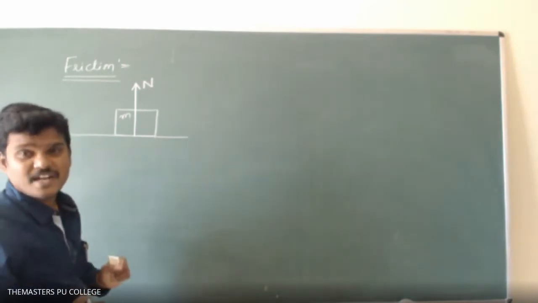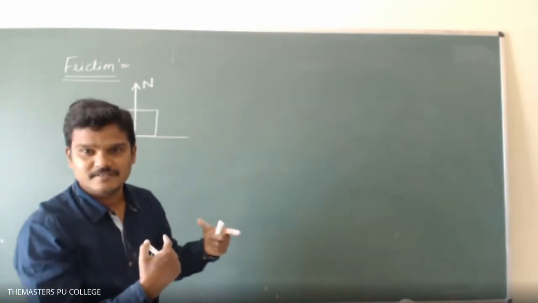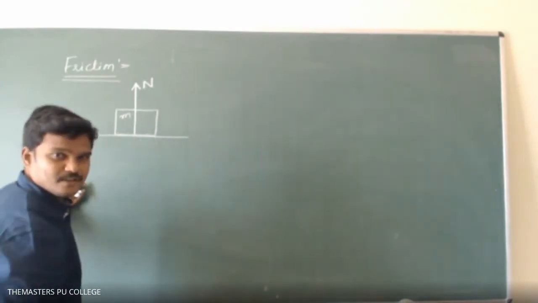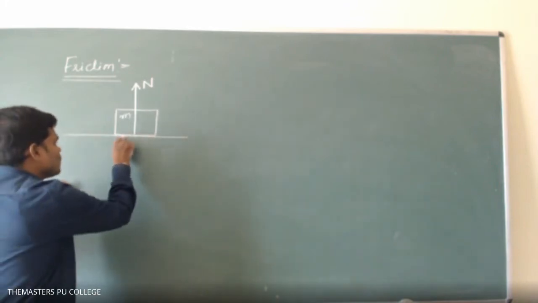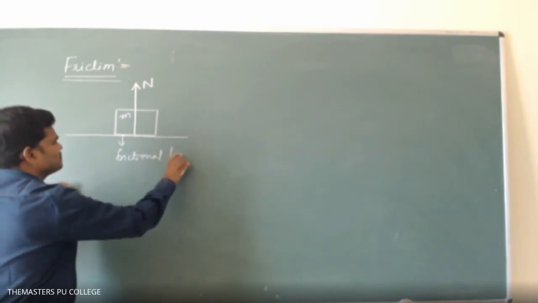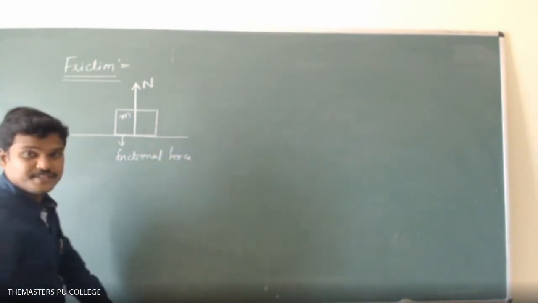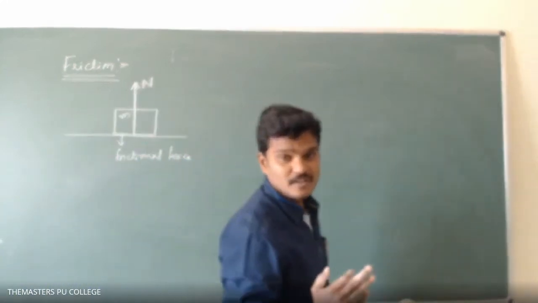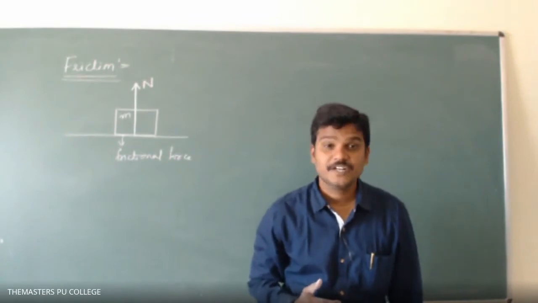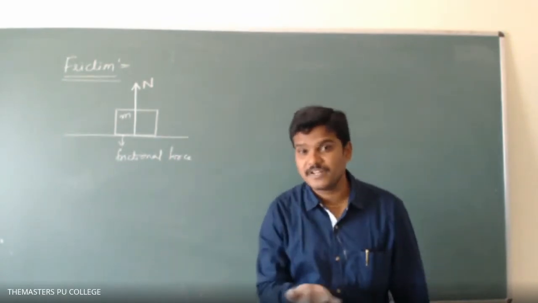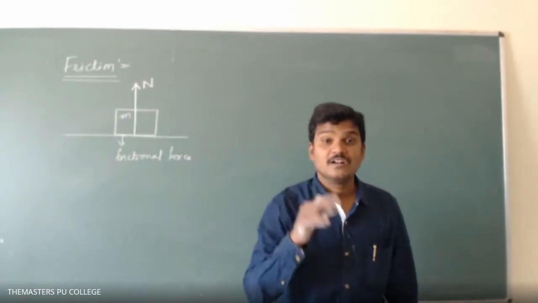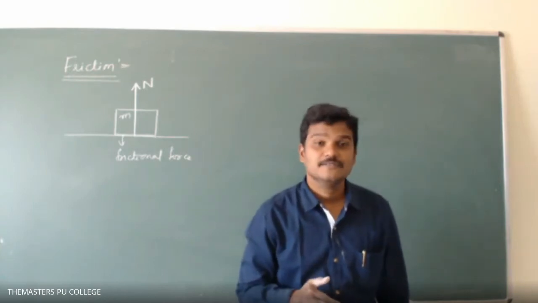And one more force acts parallel to the contact surface. This is the parallel part. What is the name of that force? We call it the frictional force. One is perpendicular to the contact surface, the normal reaction force. Another is parallel to the contact surface, called the frictional force.